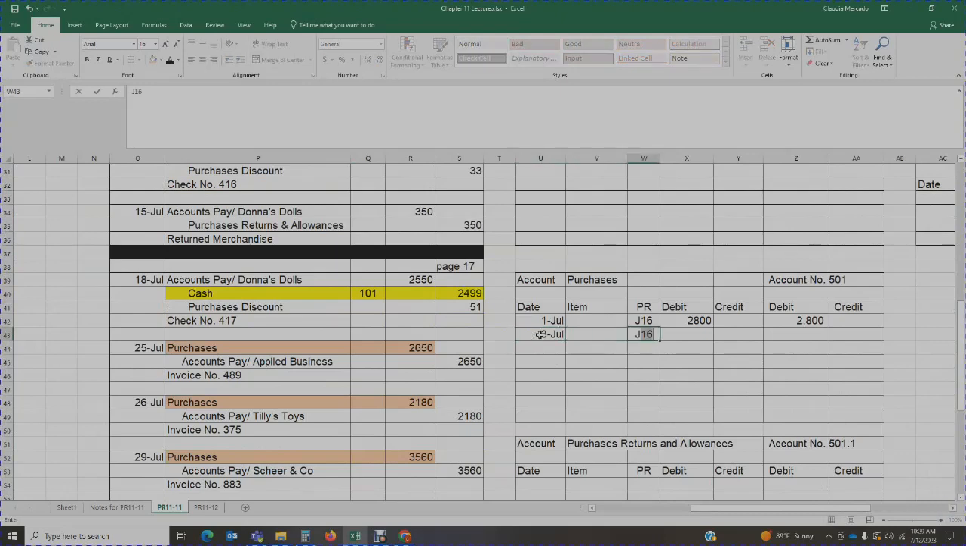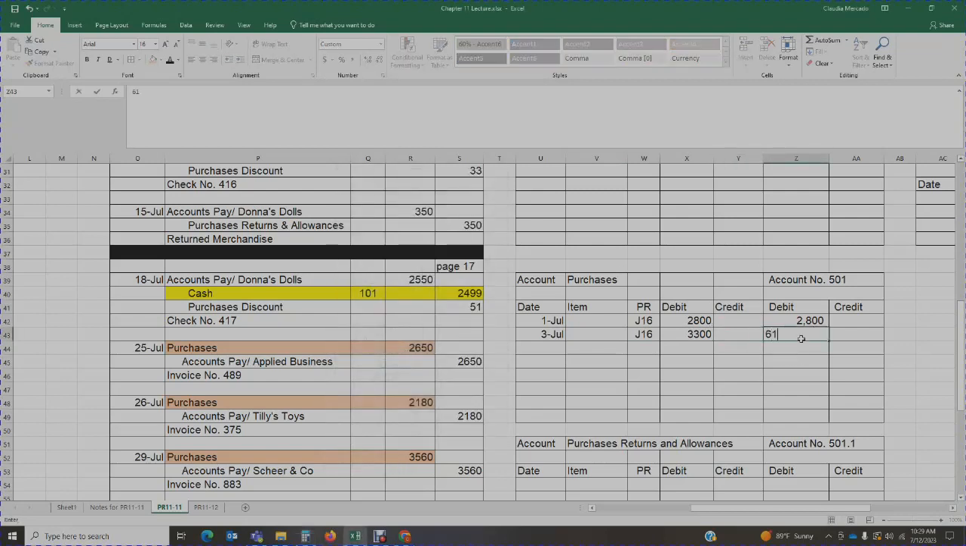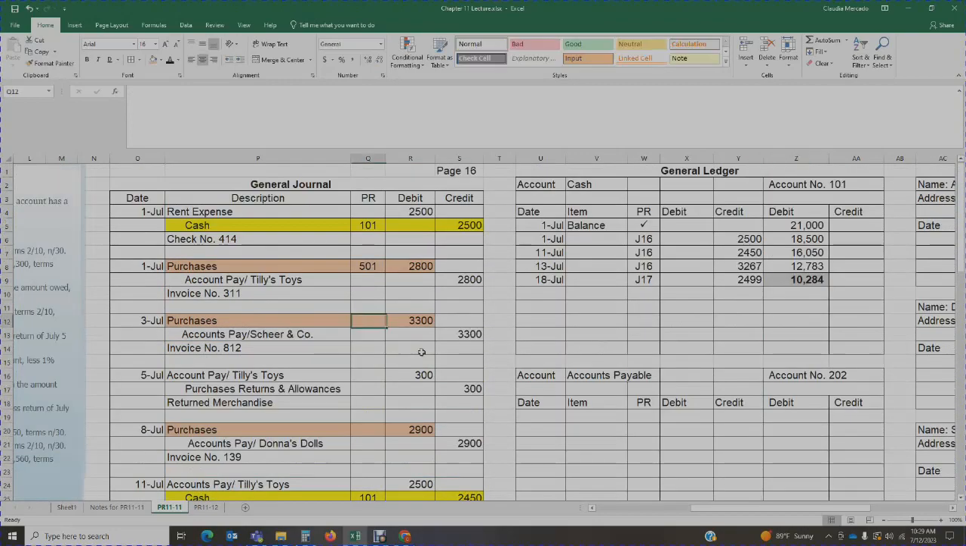July the 3rd, journal 16, 3,300. Because they're both debits, I'm going to add them together. 2,800 plus 3,300 gives me 6,100 as my balance. The last two columns are your current ending balance on that account. So I start off with 2,800, I added 3,300, so my balance right now is 6,100. Okay. Then I'm going to go back and enter 501.